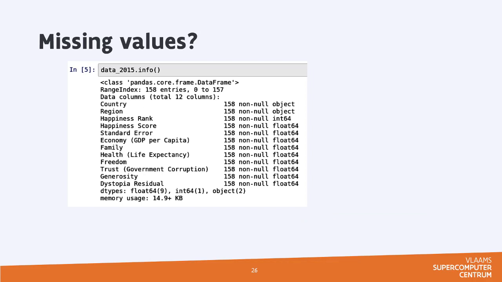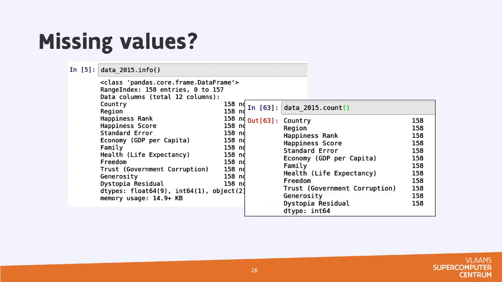So as mentioned, there are no missing values because all values are non-null for the 158 countries represented here. So that's good, we don't need to deal with that. An explicit count here basically shows that indeed there is no problem with missing data.